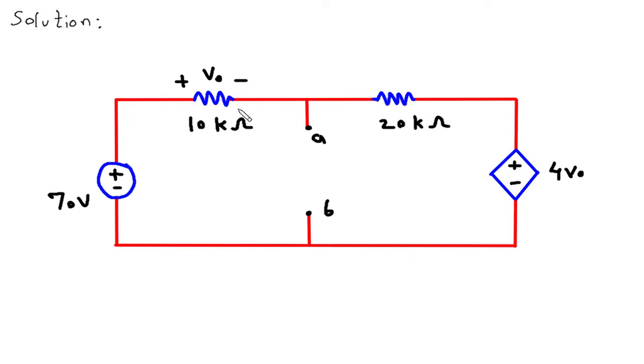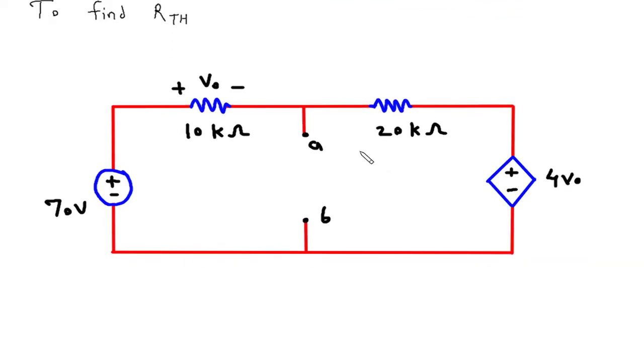Now first we will find RTH. To find RTH, we will assume a 1 volt voltage source here. This is terminal A, this is terminal B. Let's say this is 1 volt voltage source, this is positive and this is negative. This will be short circuited to find RTH. Now this is a dependent source, that's why we have considered this 1 volt voltage source to find RTH.